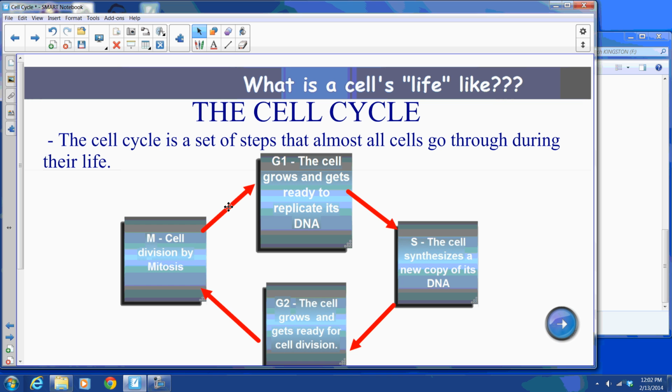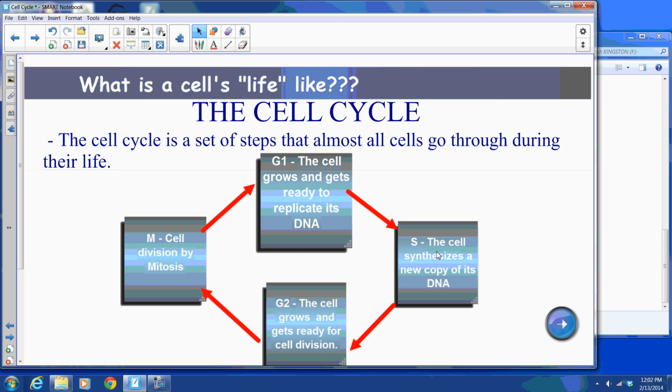Right? So that's kind of the complete cell cycle. Again, the action phases are here in the S phase and the M phase. That's when the important stuff is happening. Copying the DNA, dividing into two new cells. And then in between those action phases, we have these growth phases, these gaps where the cell is getting prepared for those action phases. All right.